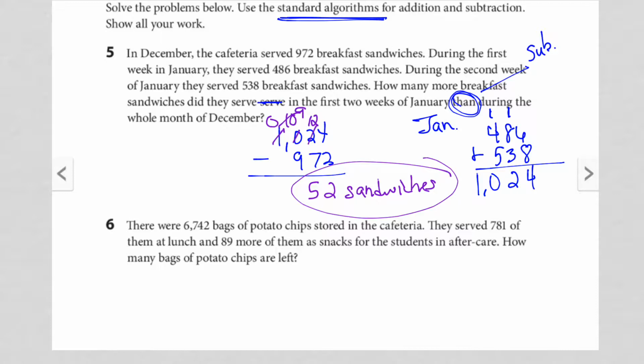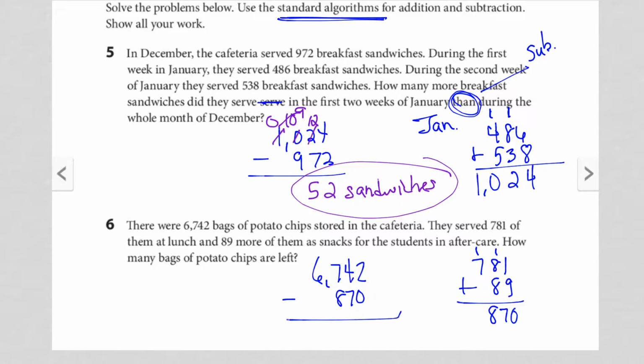Number 6: there were 6,742 bags of potatoes stored in the cafeteria. They served 781 of them at lunch and 89 more of them at snacks for students. How many bags of potato chips are left? Same kind of thing, they're probably looking for you to first add and then subtract. So 781 plus 89. Going to go ahead and do our carrying, and we have 870 bags that were used. We started with 6,742 minus 870, and now we can go ahead and solve.